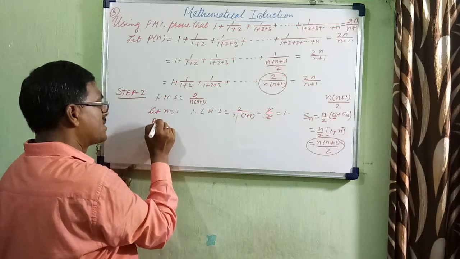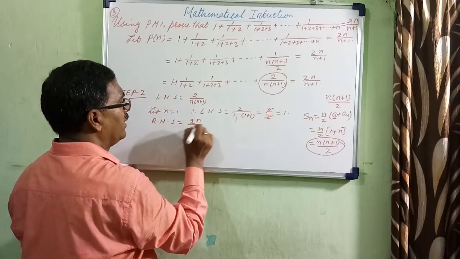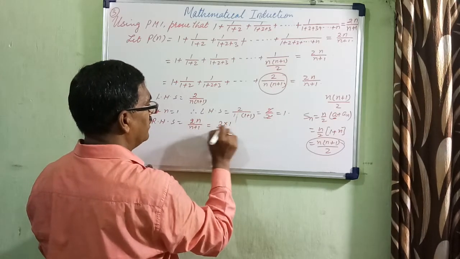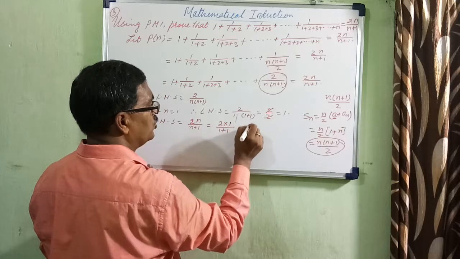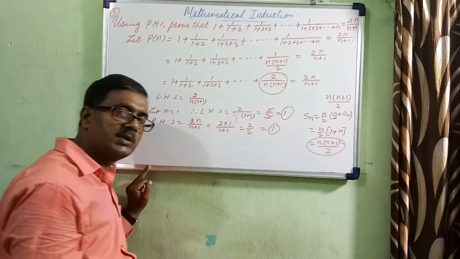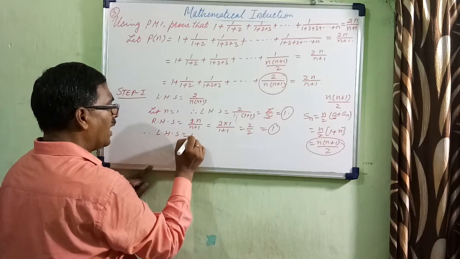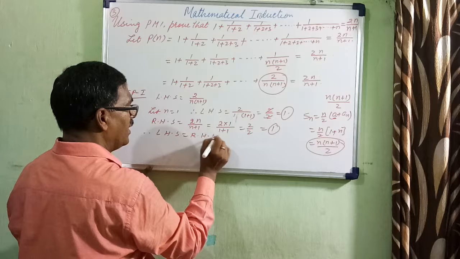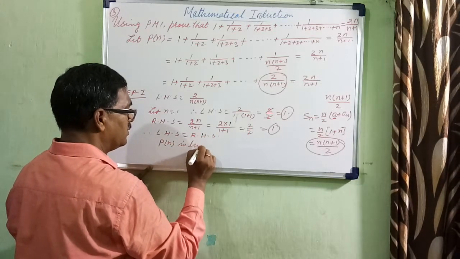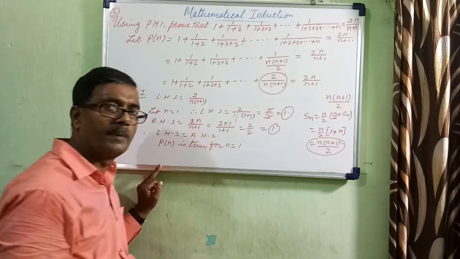RHS, you take for the same value, 2n by n plus 1. It will be 2 into 1 by 1 plus 1, 2 by 2 is equal to 1. So LHS and RHS, both you got same. So therefore you will say LHS is equal to RHS, hence Pn is true for n is equal to 1.